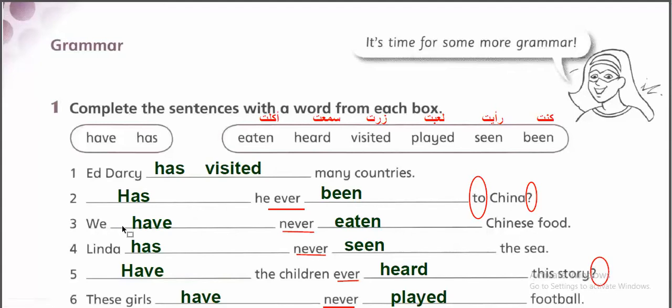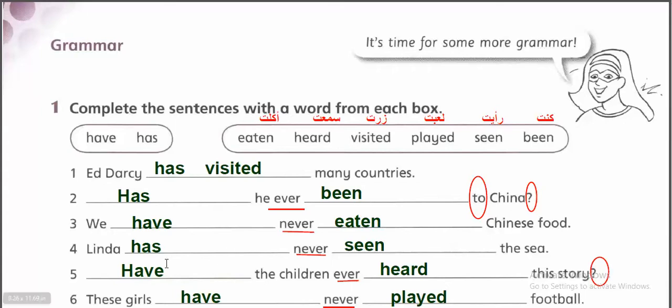Number 3. We never eat Chinese food. Look at the sentence. First of all, we use never for negative sentences. Here, Chinese food takes eaten as verb 3. We takes have because it is a plural subject. And here is the sentence: We have never eaten Chinese food.